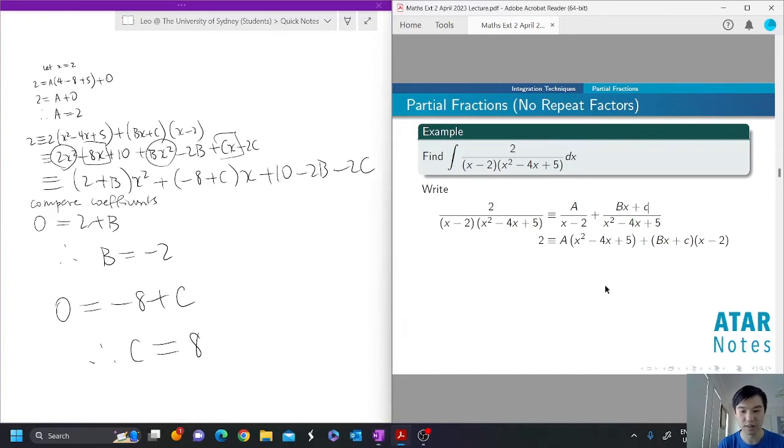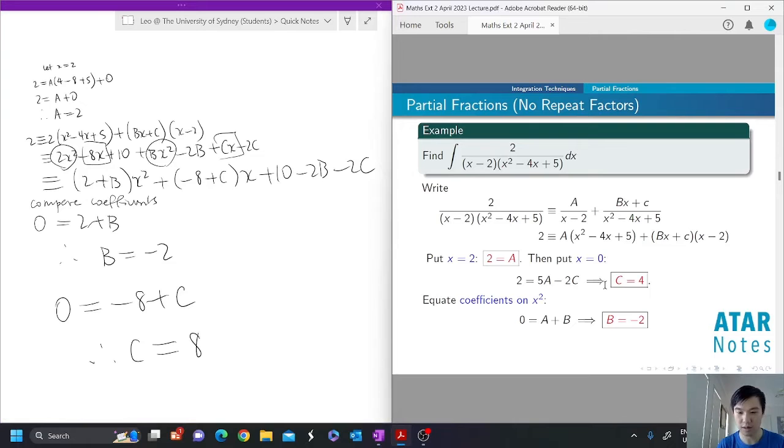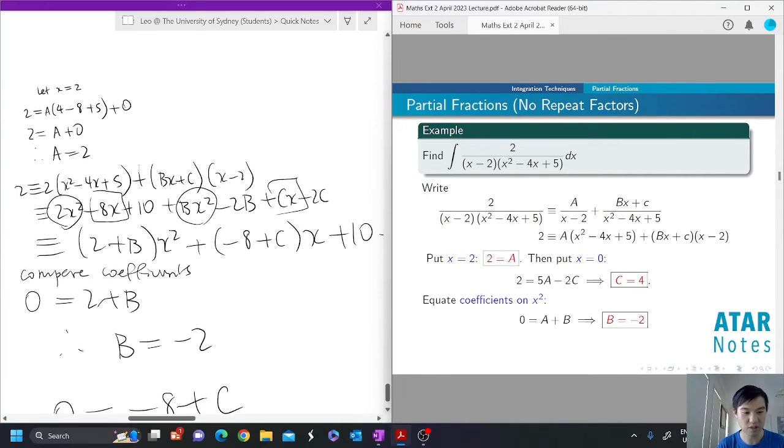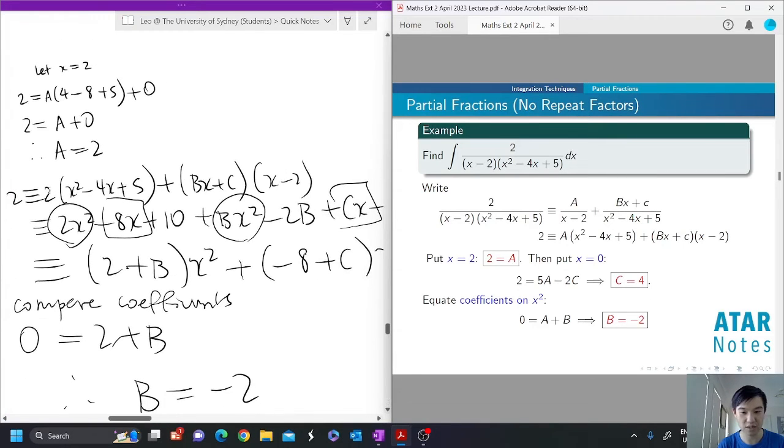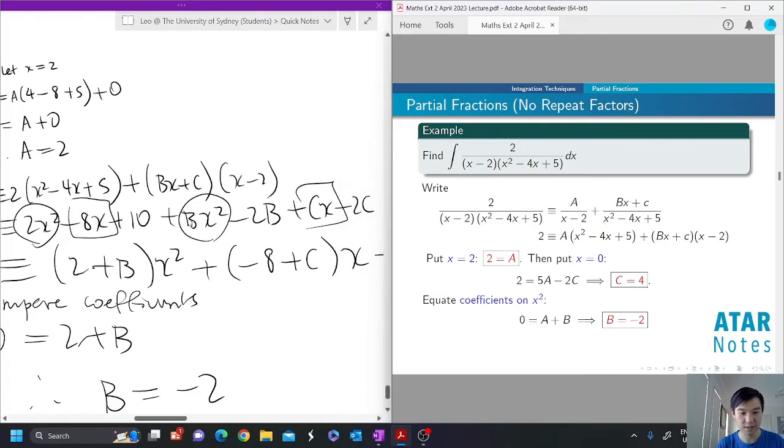Just to double check I did the right thing. So 2x squared, so we know that 2a is equal to 2. So 2x squared minus 8x plus 10 plus bx squared minus 2b plus cx minus 2c.